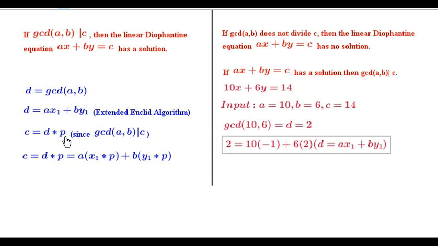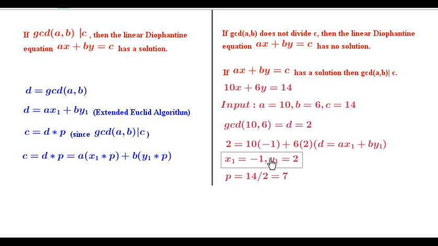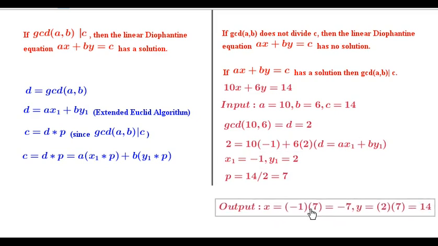The third step says find out the value of p. In this particular case we can say that p is nothing but 14 divided by 2, right? Because p is nothing but c divided by d. Here value of c is 14 and value of d is 2. So we can say that p is equal to 7. And we have already established that x1 is equal to -1 and y1 is equal to 2. Now ultimately we need to return x1 times p and y1 times p. So x1 times p is -7 and y1 times p is 14.